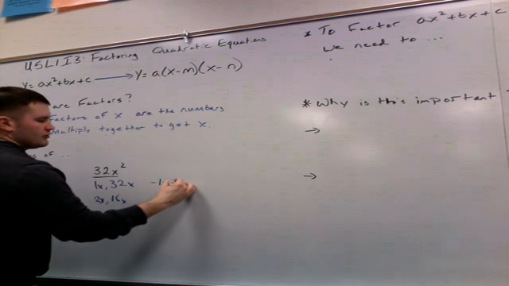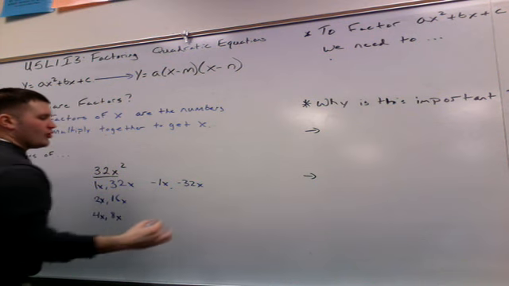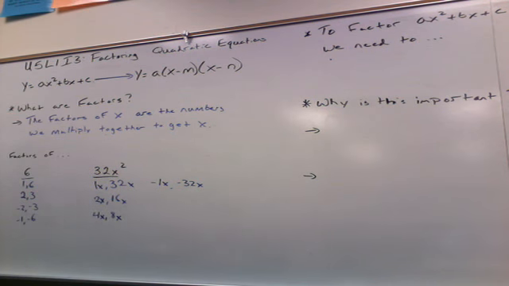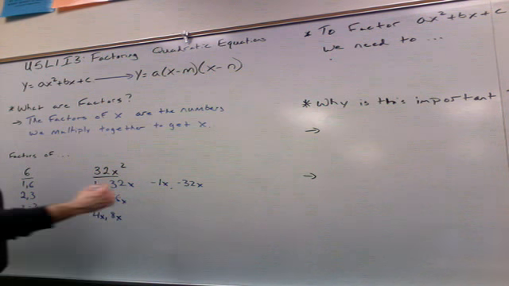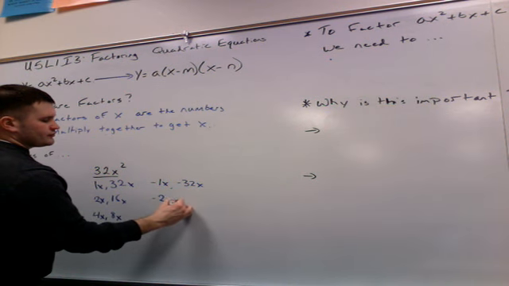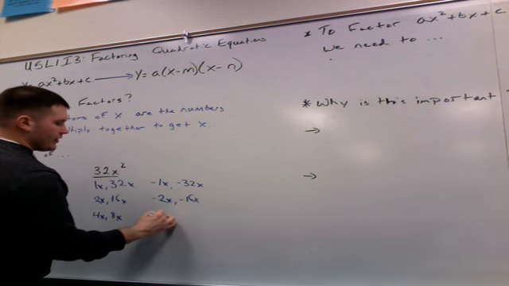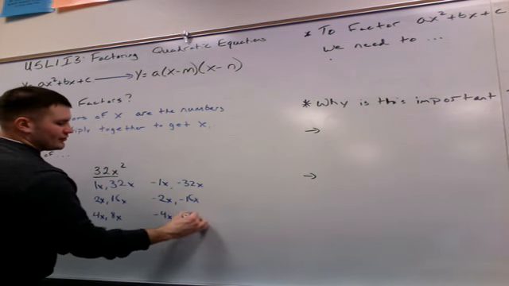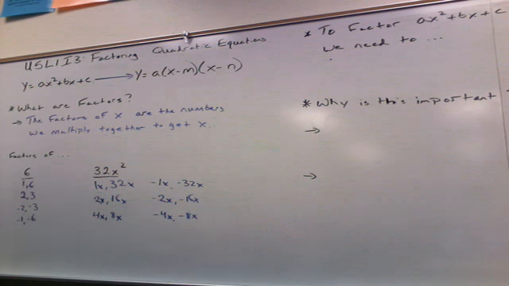We're only worried about whole number factors. Good question: 0.5 and 64 are factors, but we're only worried about whole number factors for this. I should have been more clear earlier, sorry about that. So negative 1x and negative 32x are also factors of 32x squared.